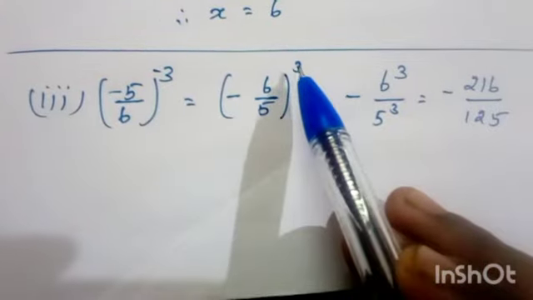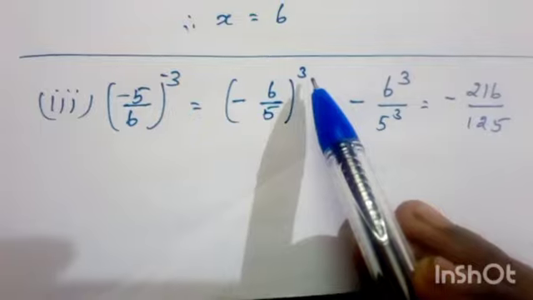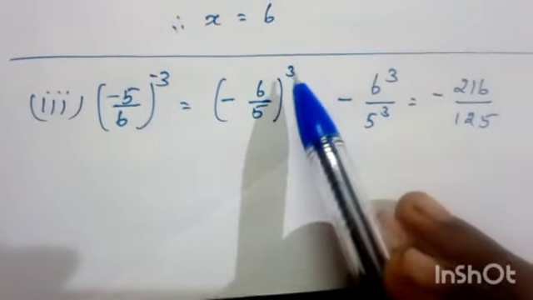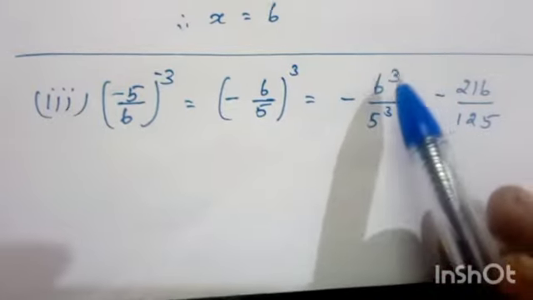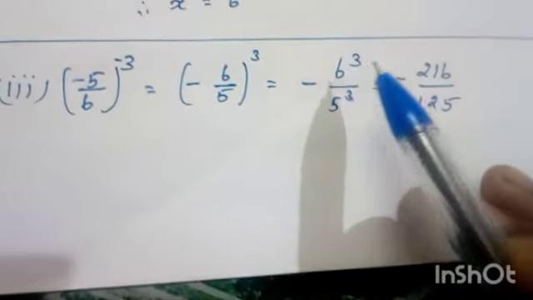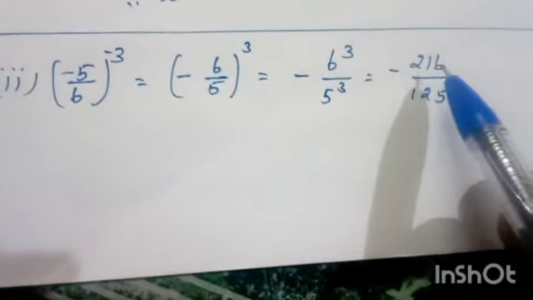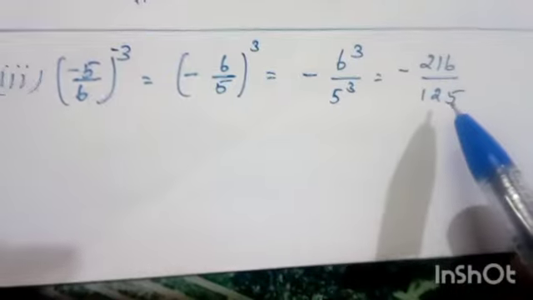So that is equal to minus, whole cube. A minus number whole cube, minus into minus into minus. That is minus 6 cube by 5 cube, using a power m by b power m. 6 cube by 5 cube. So 6 cube value is 6 into 6 into 6, that is 216. 5 cube value is 5 into 5 into 5, that is 125.